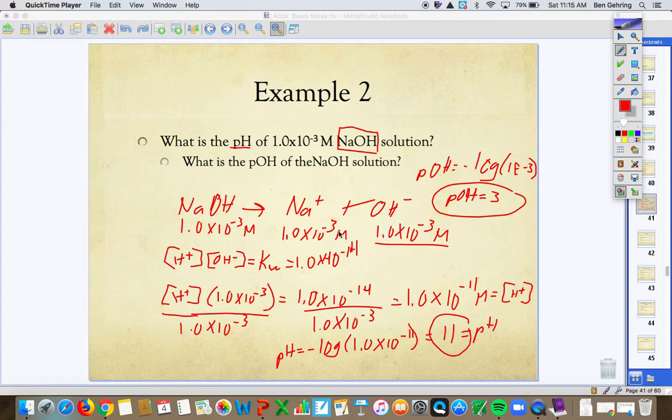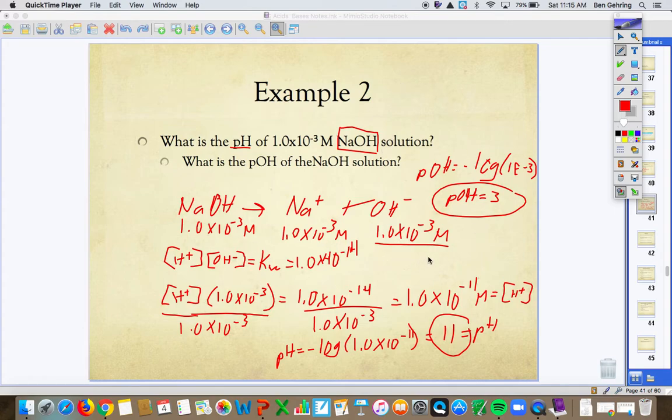Okay, we know that to find the pH, we take the negative log of hydrogen. To find pOH, we take the negative log of hydroxide. We can also find the pKw, which is the negative log of Kw. So if you take these numbers, you'll notice pOH is 3, pH is 11.